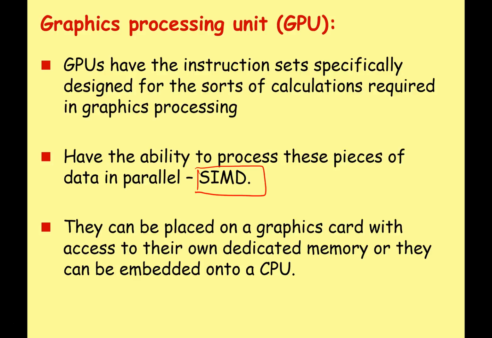So you might find a GPU on its own graphics card with its own dedicated memory, or sometimes you might find them just embedded into the CPU, sharing the general system memory.